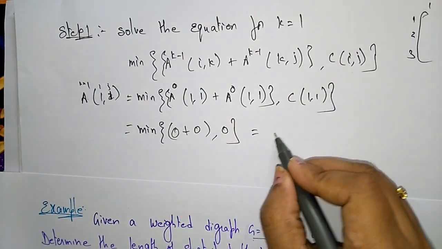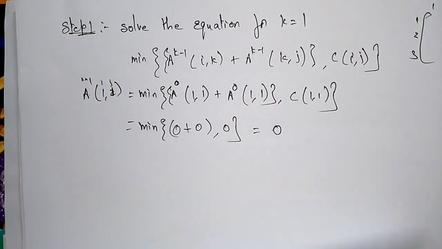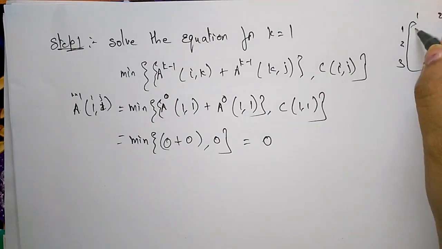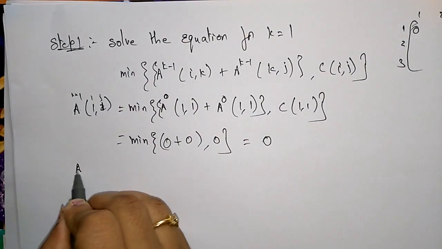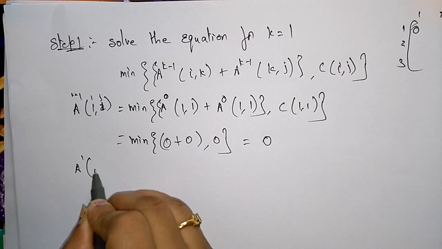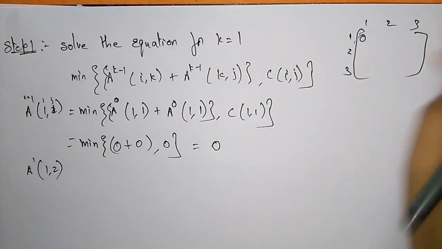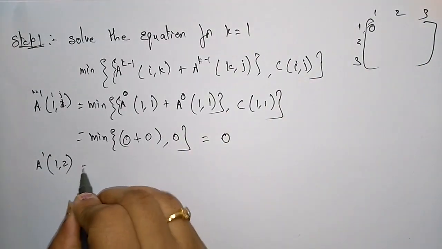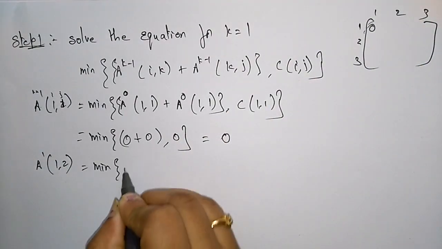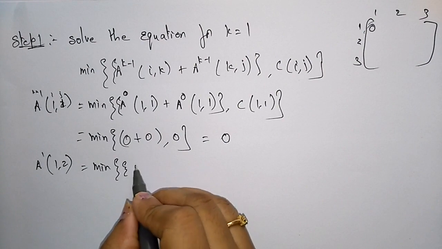That is the minimum value, which is 0. So first I got the 0 here. Next I want to find A1 of 1 comma 2, which means this value. So this is the value I have to find out.